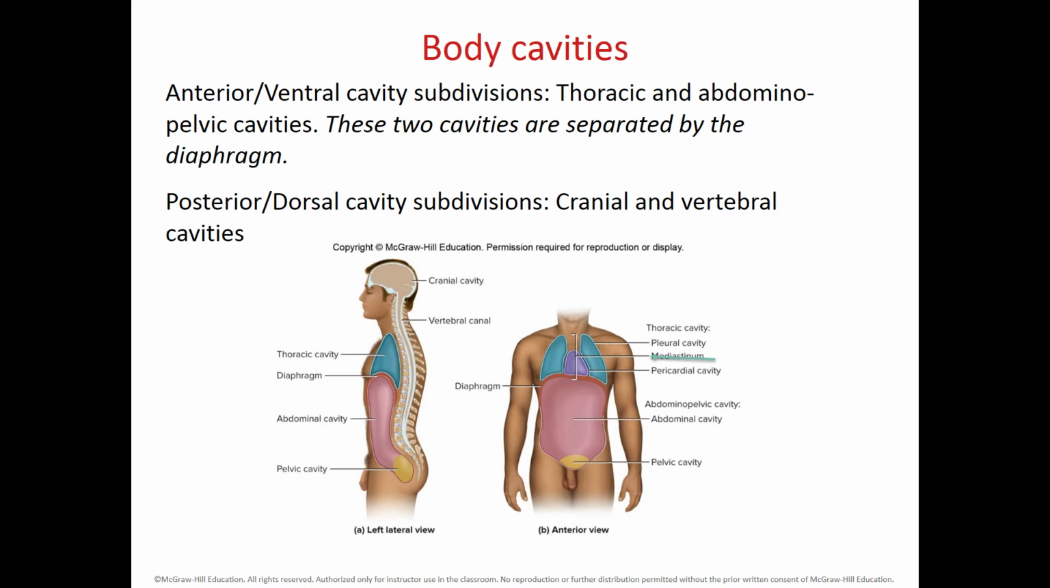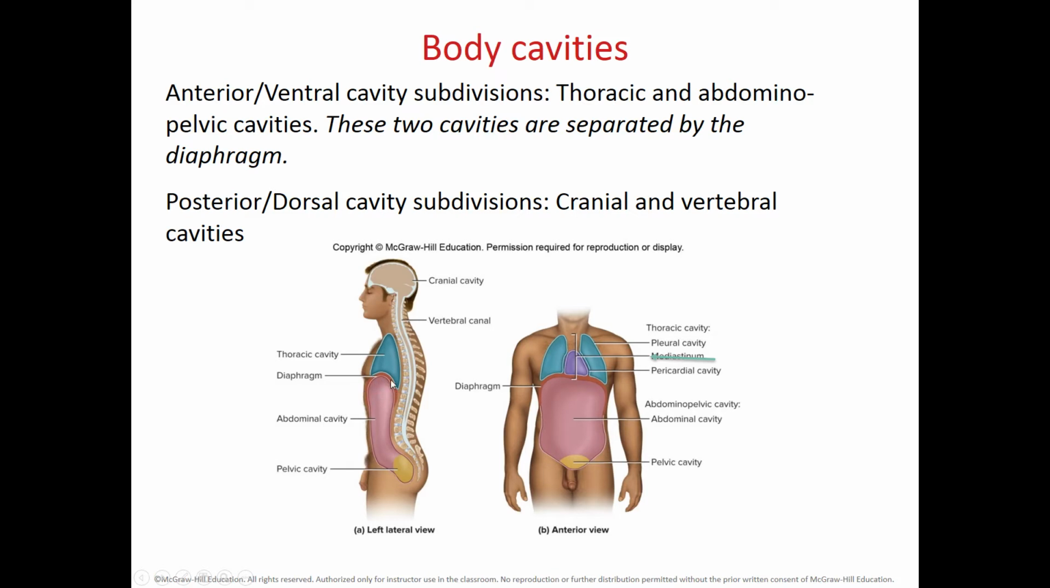Now, this anterior or ventral body cavity is formed by the thoracic and abdominal pelvic cavities. And these two cavities are separated by the diaphragm, which is a muscle that is located here between the thorax and the abdomen, which are these two regions. So this is the thorax and this is the abdomen. So this is the left lateral view of the anterior cavity. So this is the thoracic cavity and this is the abdominal pelvic cavity. And they are separated by the diaphragm.